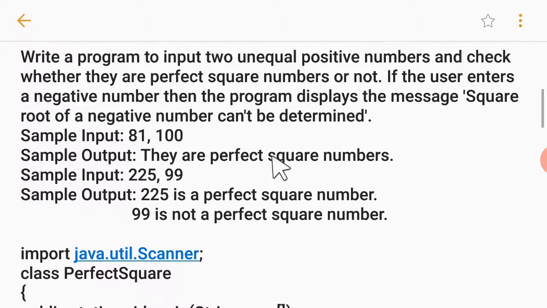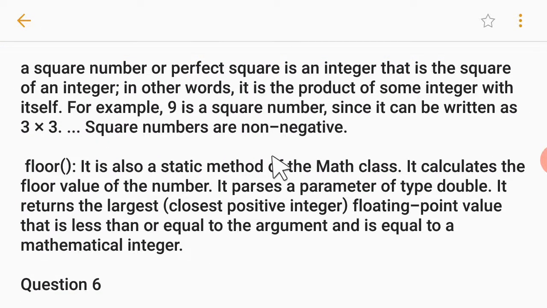First, understand what a perfect square is. A square number or a perfect square is an integer that is the square of an integer. In other words, it's a product of some integer with itself. For example, 9 is a square number since it can be written as 3 into 3. Square numbers are non-negative. That's a very important line.